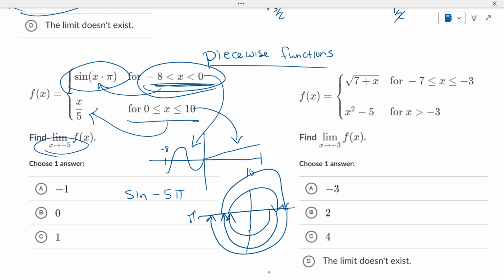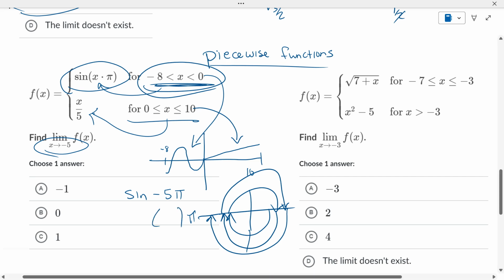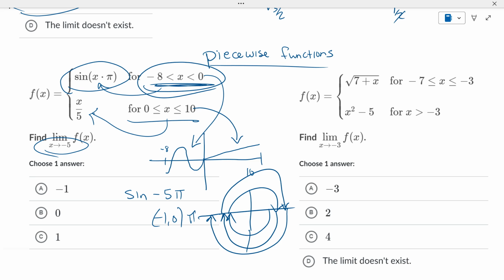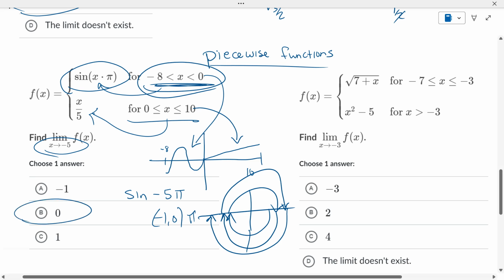Okay, so what is the ordered pair at pi? Well, it's -1, 0. What's the sine of that? Well, the sine of that is the y value, which is 0. Okay, so you will have to remember your trig in here.